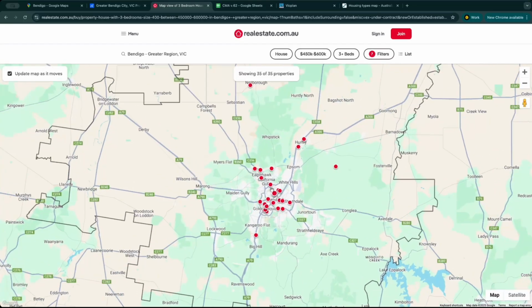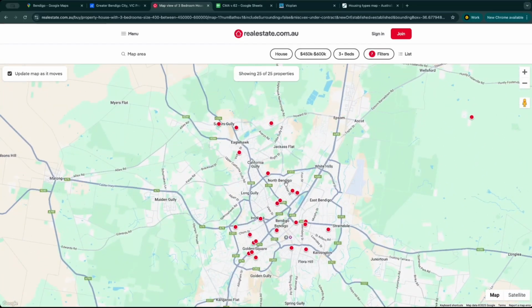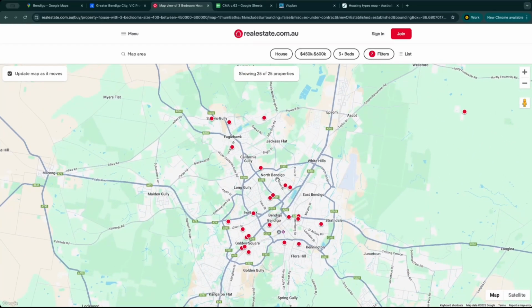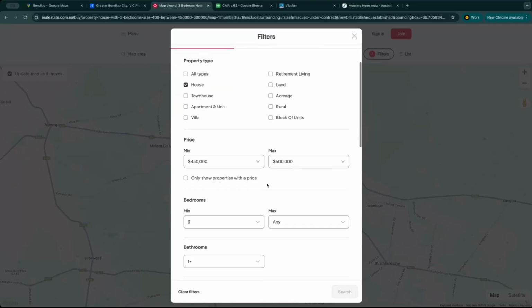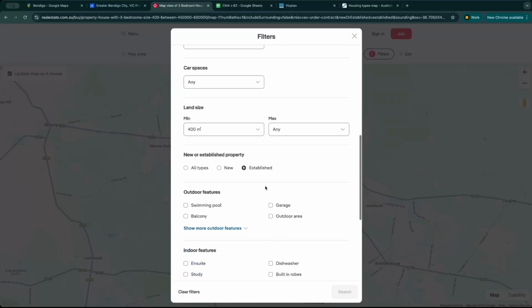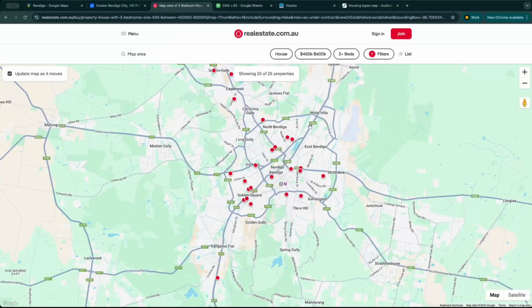So, Bendigo as a whole, we don't actually have too many properties to look at, which is actually a good thing. Immediately, I want to avoid Sailors Gully. It's a bit too far on the outskirts. We've got, let me just check this again. Minimum 400 square meters. Okay, cool.